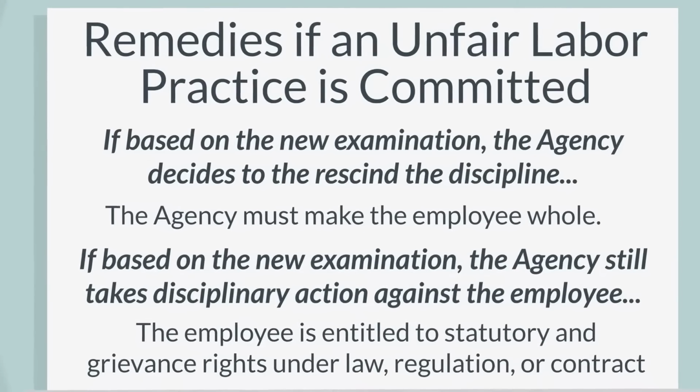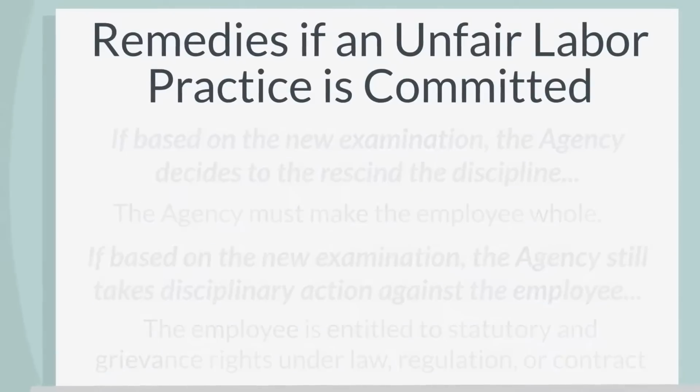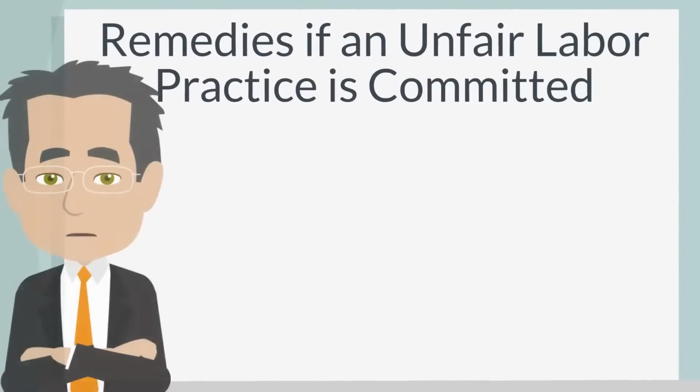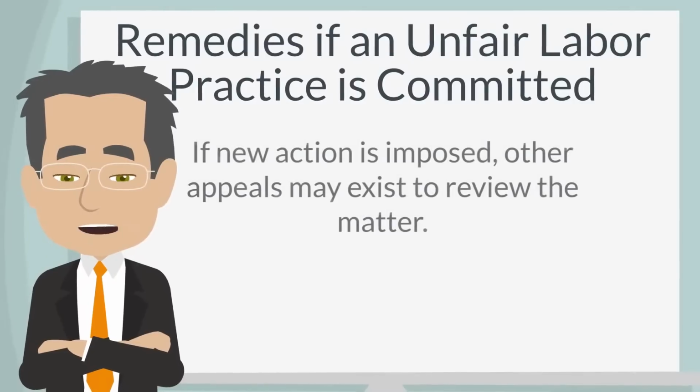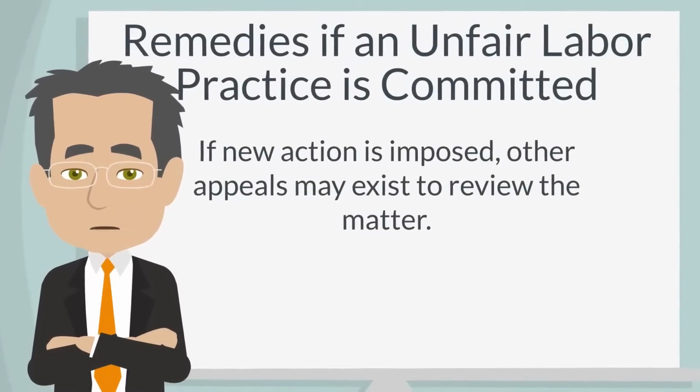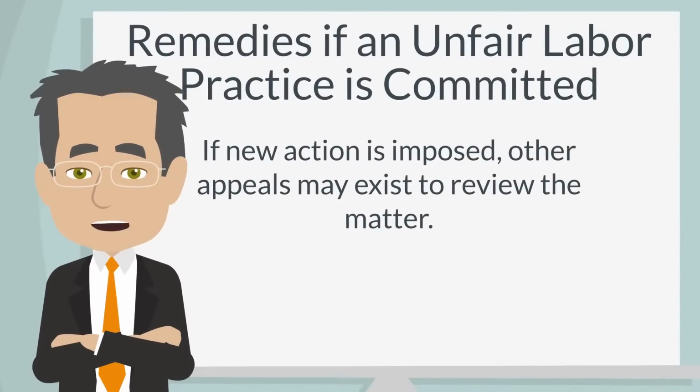So, the ULP remedy focuses on the process and attempts to correct errors in that process with a procedural review, which could still result in a disciplinary action. If a newly proposed action is imposed, other appeals may exist to review the matter.